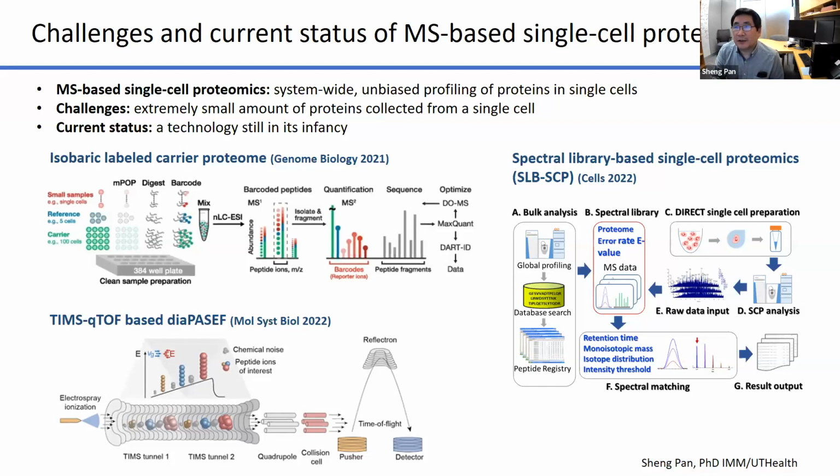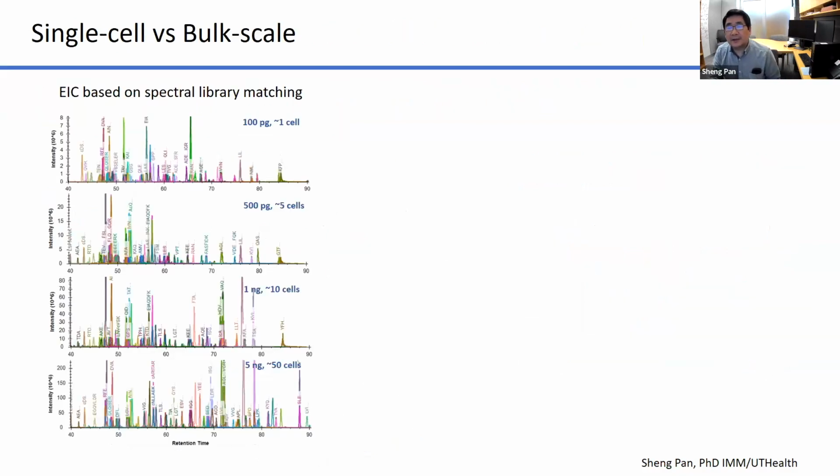I'm going to give you an example of how we use single cell proteomics to resolve the differences between different cell types and also the heterogeneity between cancer cells. Here is the extracted ion chromatogram based on spectrum library matching. You can see that the intensity of the signal and the complexity of the spectrum increase as the amount of cells available for analysis increases.